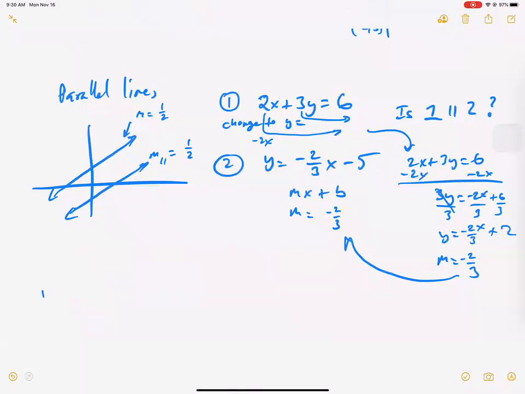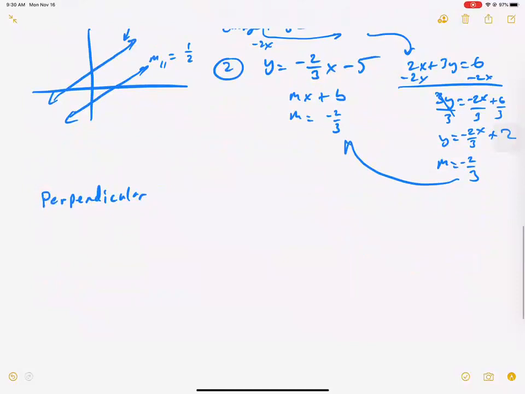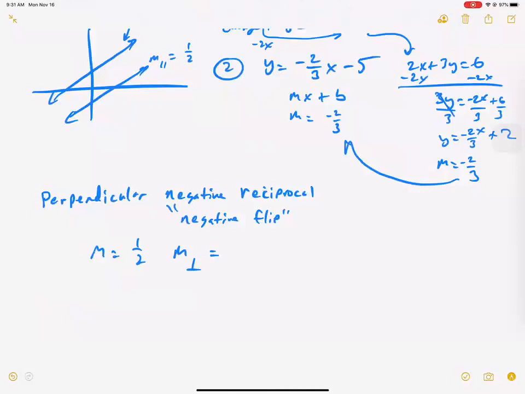Perpendicular lines, though, are not the same. Perpendicular lines have a negative reciprocal slope. That means a negative flip, right? In common English, it's a negative flip. So if my slope was, let's say, 1 over 2, the perpendicular slope, denoted by this upside down T, is negative 2 over 1.